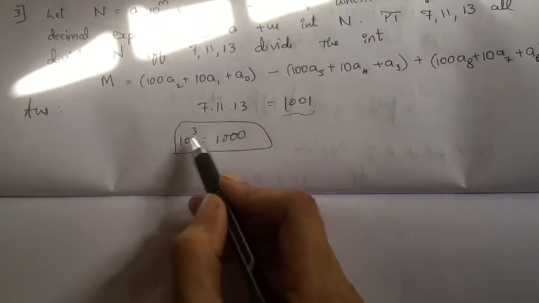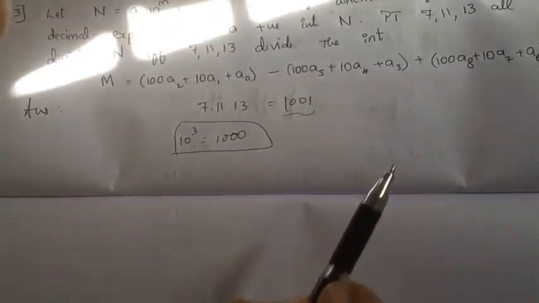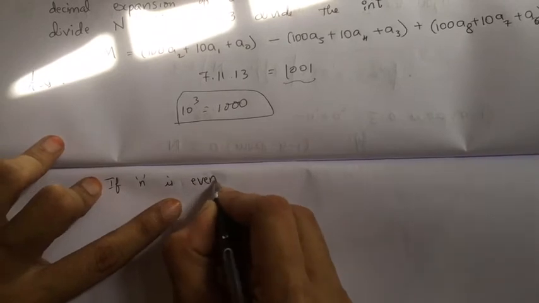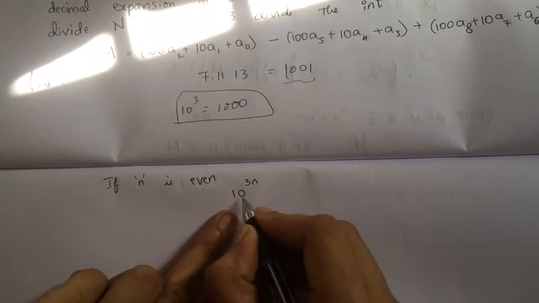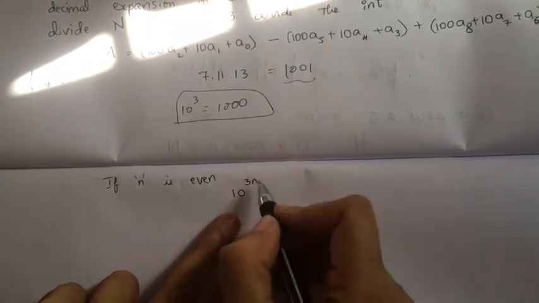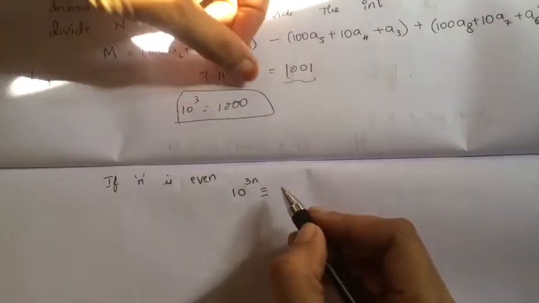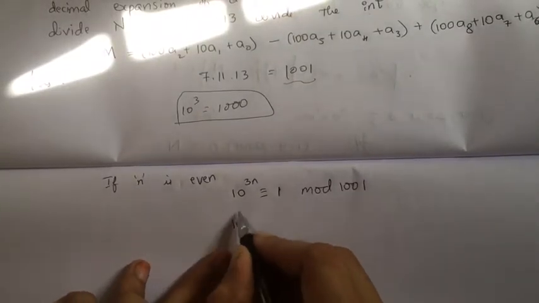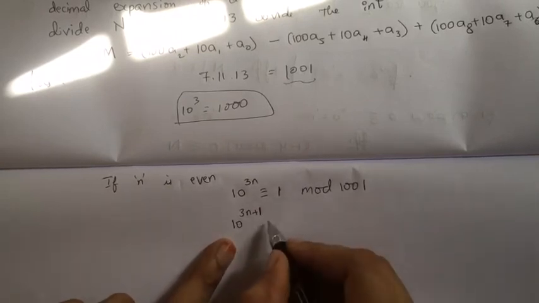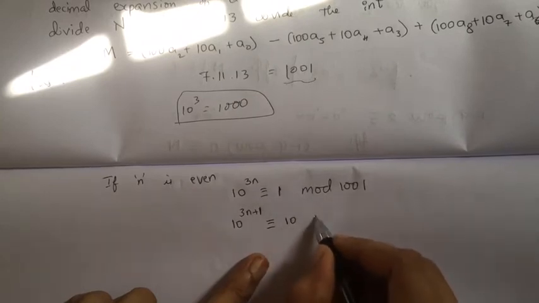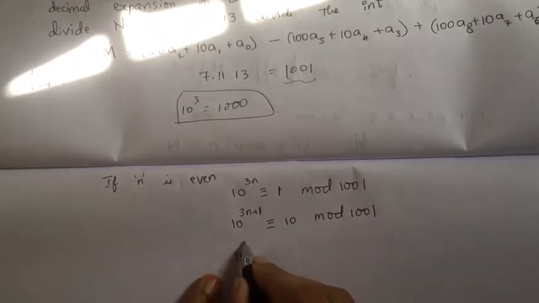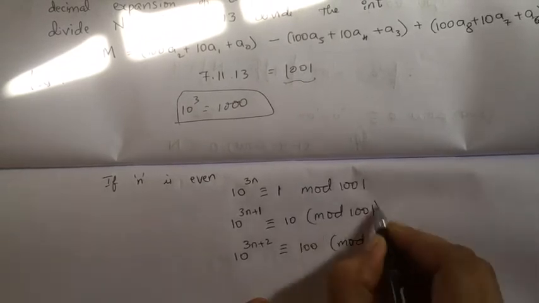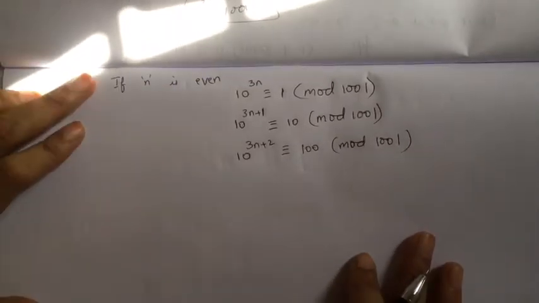And the value of n, depending on whether it is even or odd, I'm going to get different values over here. So I'll just rewrite it. If n is even, then 10 to the power 3n is nothing but some multiple of 3 in the exponent of 10 to the power 3, which will be congruent to 1 mod 1001. I hope you got it. Similarly, if n is even, 10 to the power 3n plus 1 will be congruent to 10 mod 1001, and 10 to the power 3n plus 2 is congruent to 100 mod 1001. Now, this is all if n is even.